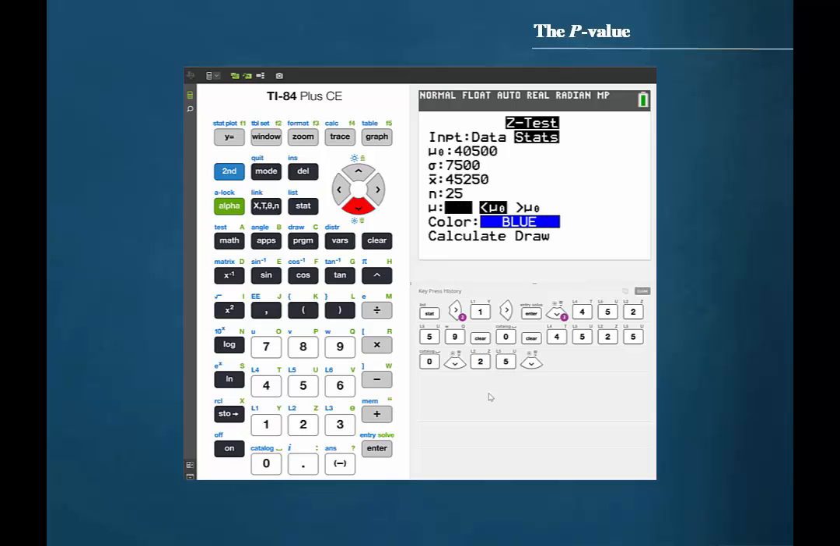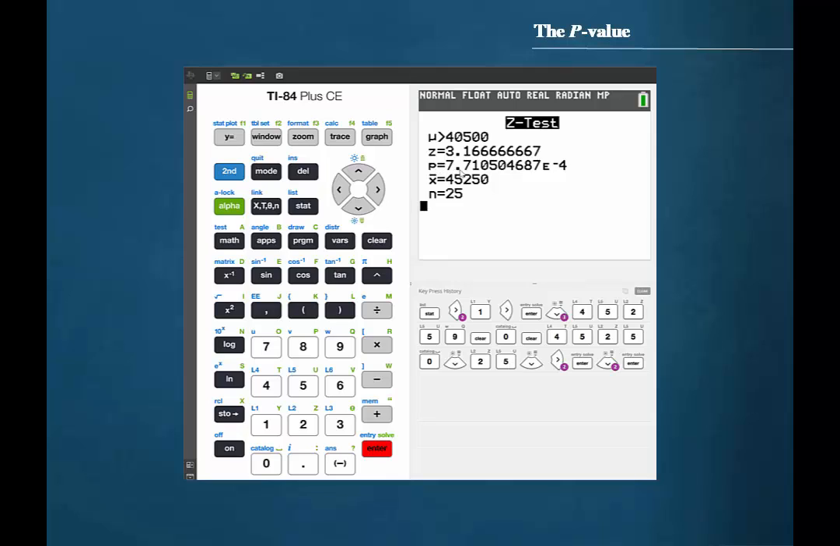This is a right-tailed test, so we will cursor over to mu greater than the hypothesized mean and press Enter. Now cursor down to Calculate and press Enter. The p-value is expressed as 7.71e-4. This is the way that the calculator expresses scientific notation.